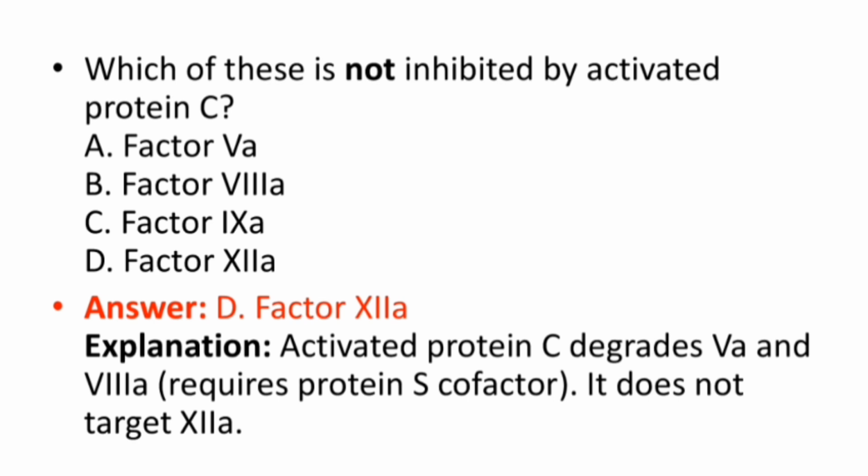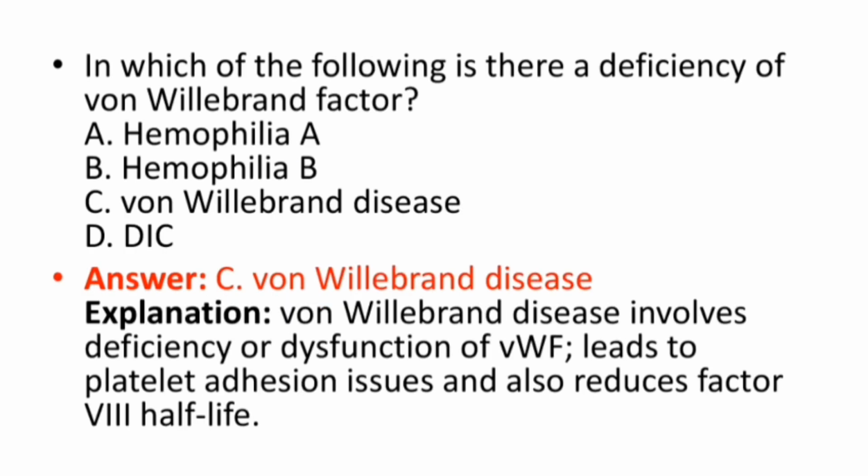Which of these is not inhibited by activated protein C? Option A, factor 5a; option B, factor 8a; option C, factor 9a; option D, factor 12a. The correct answer is option D, factor 12a. Activated protein C degrades 5a and 8a, and requires protein S as a cofactor. It does not target 12a. Factor 12a is not inhibited by activated protein C.